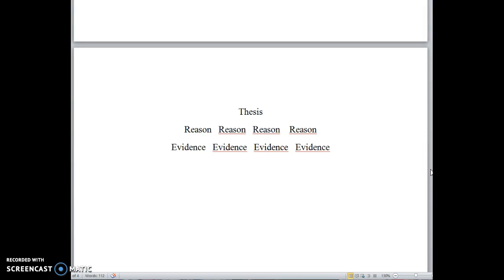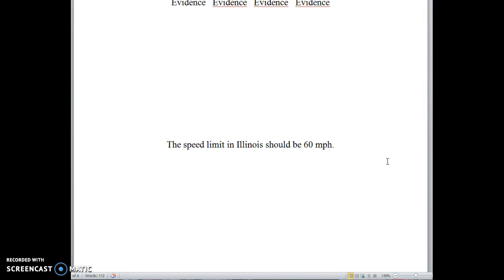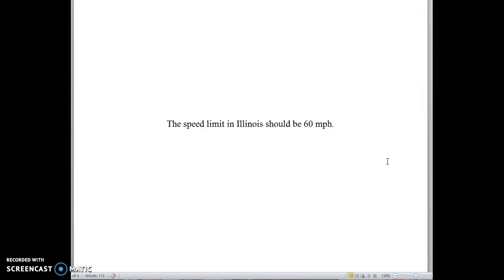Okay? Now, let's look at some examples just to see what this structure would look like in practice, because this is what you're going to be doing in your own essay. Let's say my thesis is the speed limit in Illinois should be 60 miles per hour. Do you think this is a good thesis?